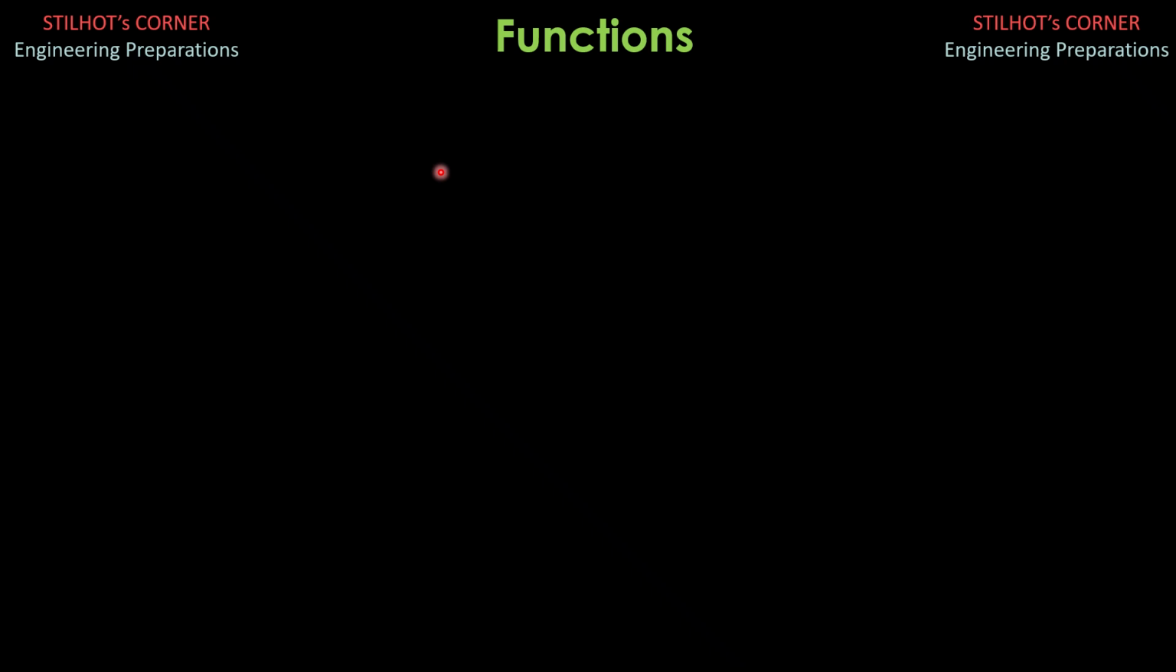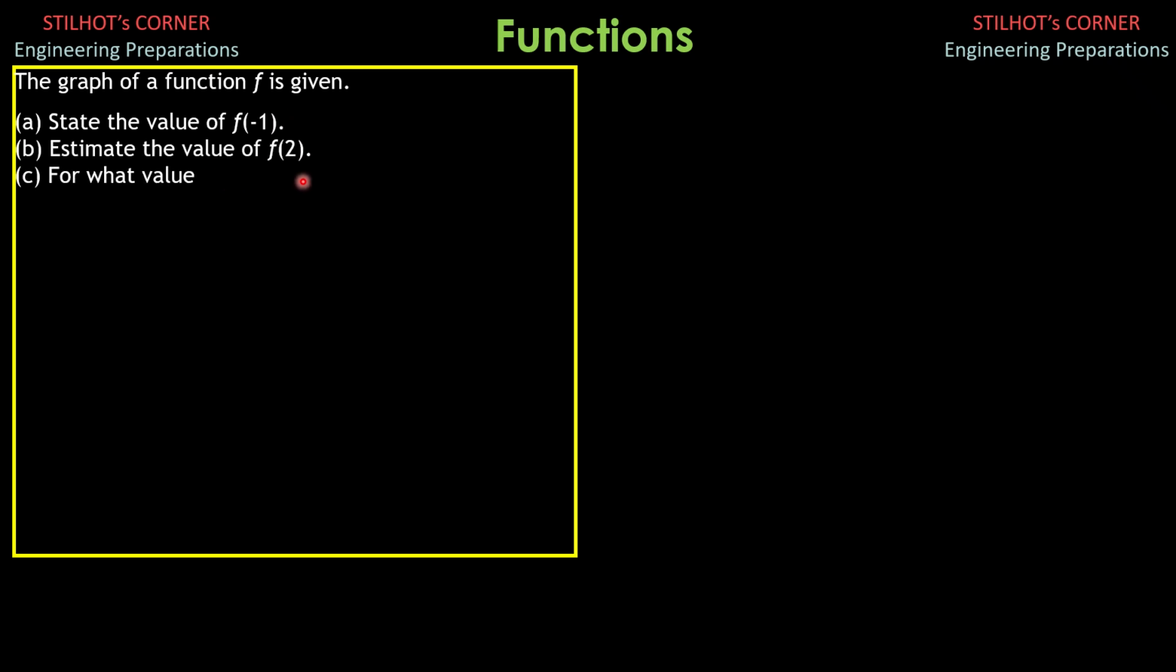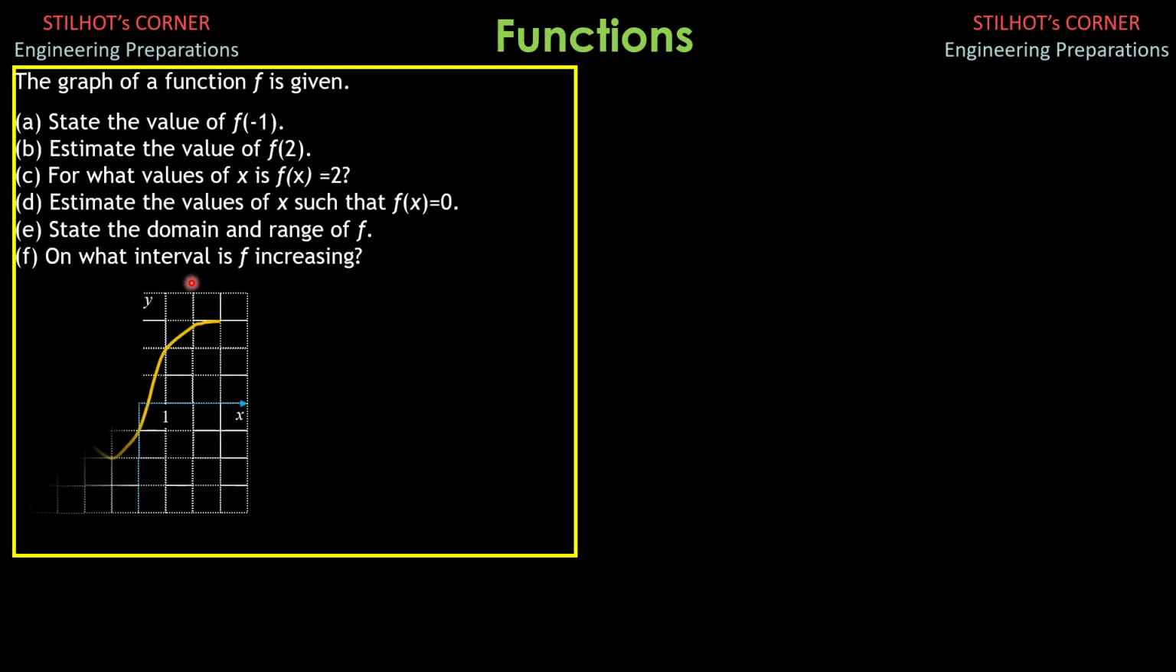There is a problem, the first problem in calculus that I have uploaded on YouTube. The graph of a function f is given. State the value of f of -1. Estimate the value of f of 2, the function value when x is 2. For what values of x is f of x equal to 2? Estimate the values of x such that f of x is 0. State the domain and range of f, and on what interval is f increasing.